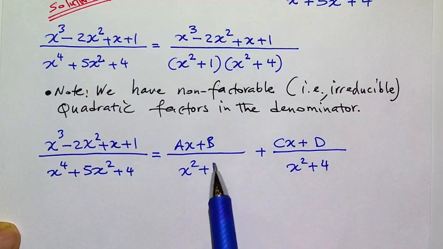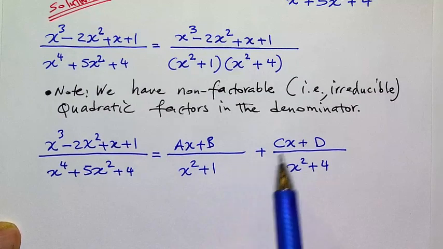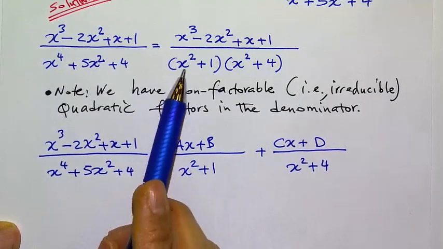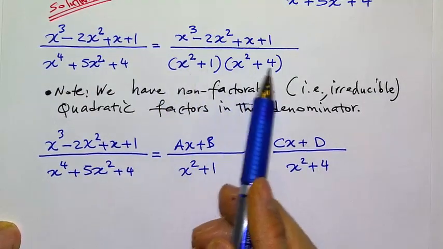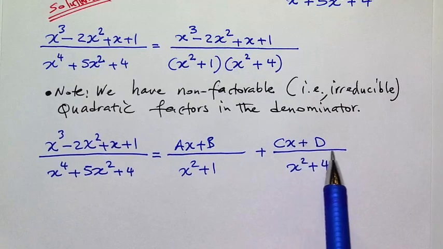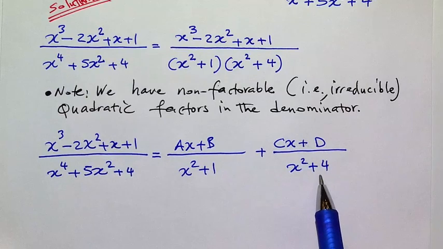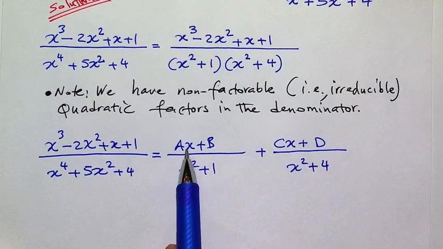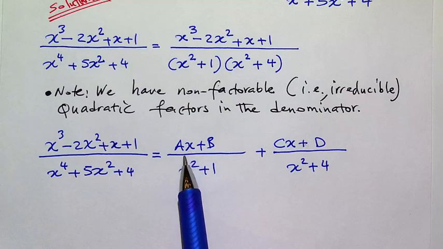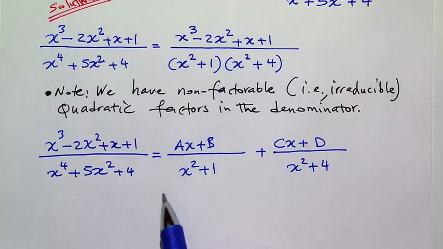I hope you caught this transition here. We used to have just a over that, b over that, no more, because we have irreducible or non-factorable quadratic factors in the denominator. So we have to have ax plus b over x squared plus 1, cx plus d over x squared plus 4. The idea here is that now in the numerator we have a factor of x. We should include that. All right? All right, so now that we have that, let's see.